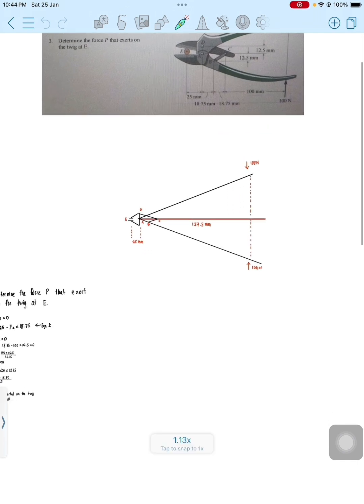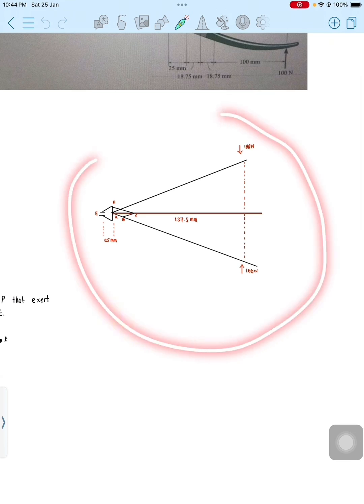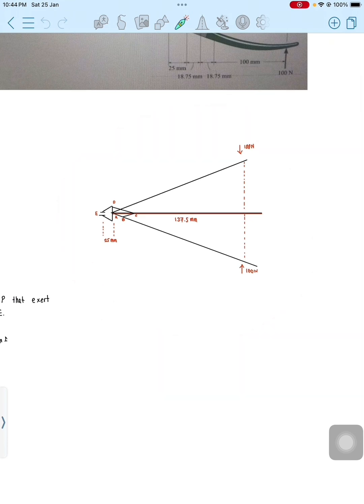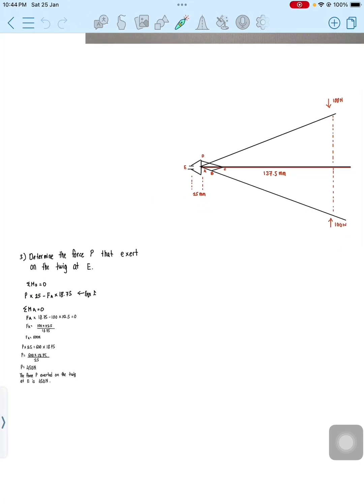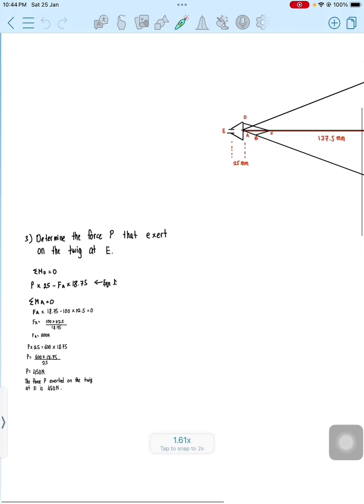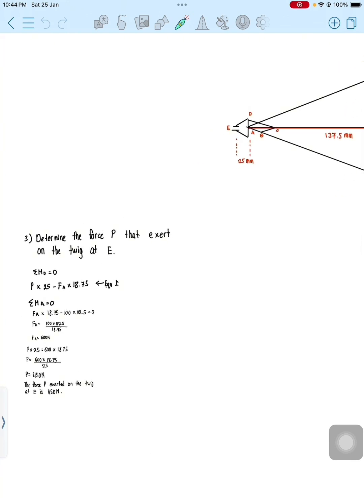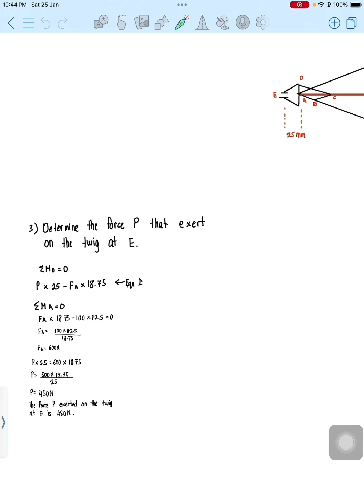Question 3. Determine the force P exerted on the 2LE. As we can see, this is the free body diagram. For this question, moment at point D equal to 0. So we make one equation, which is P times 25 minus FA times 18.75. This is equation 1.